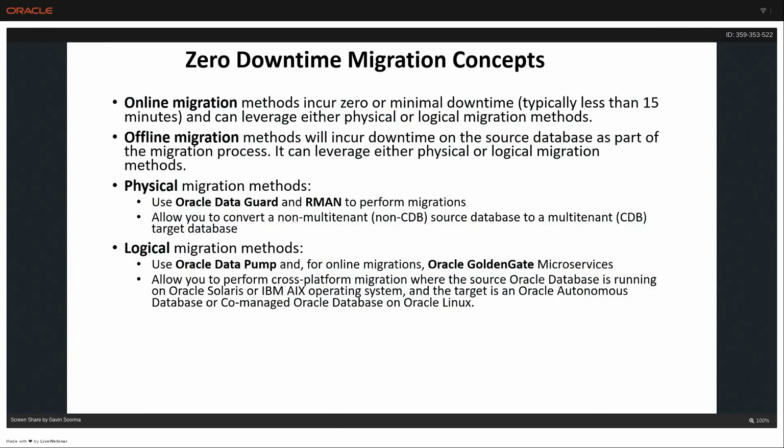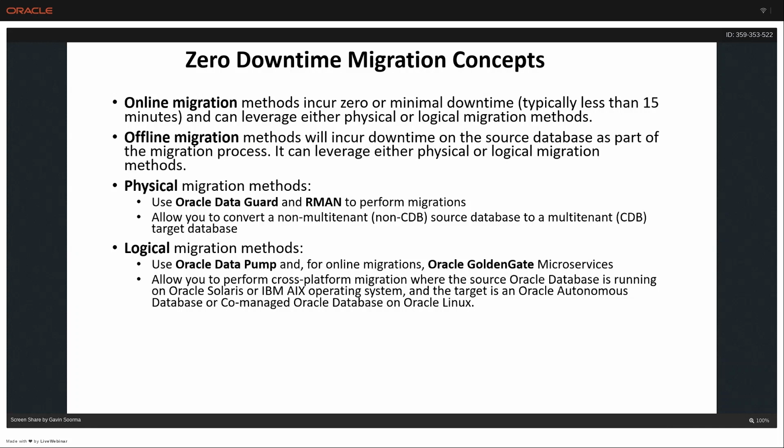So what are the different concepts in ZDM? If you're looking at documentation for ZDM, you will come across some of these terms. I'm just very quickly giving you a brief about them. You have something called online migration and offline migration. As the term suggests, online migration enables us to incur near-zero downtime for the migration, and it can be either physical or logical. The offline migration is where outages will be expected, and again we can do this either physical or logical.